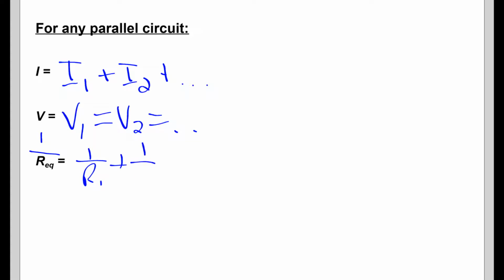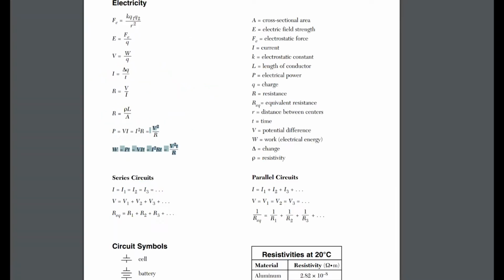The volts are all the same. V equals V1 equals V2 equals however many. And the resistors add with that reciprocal formula. 1 over Req is 1 over R1 plus 1 over R2 plus all of them. Again, all this is in your reference table for parallel circuits. I equals I1 plus I2 plus I3. V equals V1 equals V2 equals V3, and the resistors use the reciprocal. 1 over Req equals 1 over R1 plus 1 over R2 plus 1 over R3.